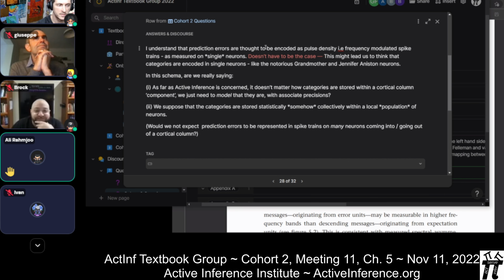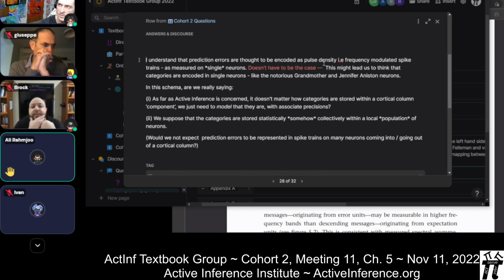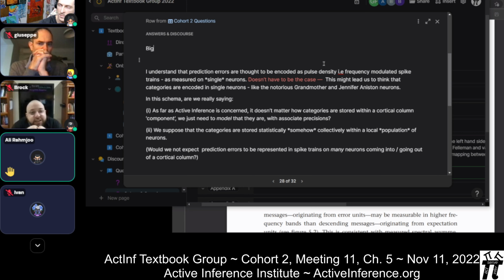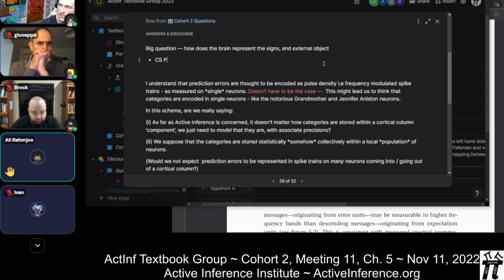Well, actually, it's a very big question in the philosophy of mind and the philosophy of cognitive science. I mean, the question of how the brain represents the signs and the external object. But one theory is basically based on Peirce's taxonomy of signs. I mean, as many are well aware, Peirce classifies the signs into three types: symbols, icons, and indices.